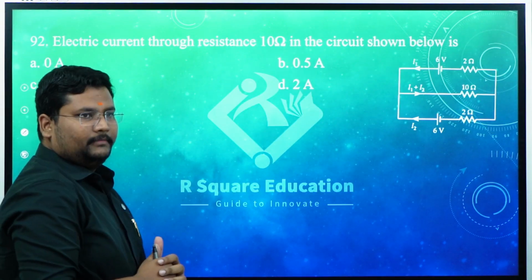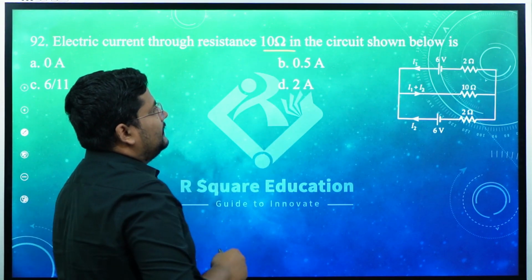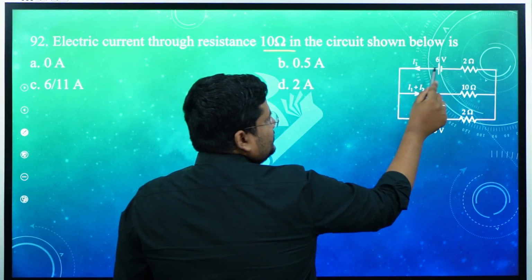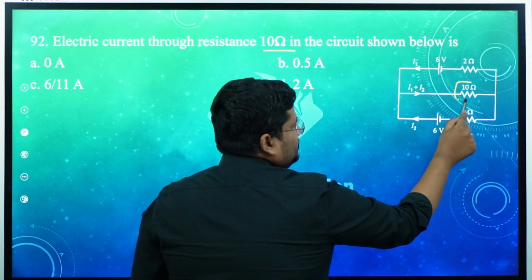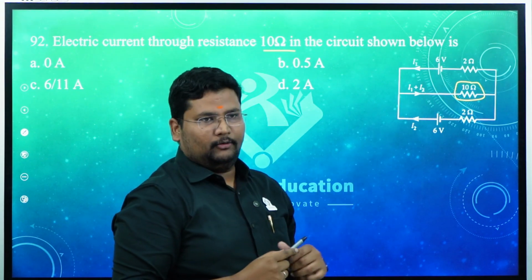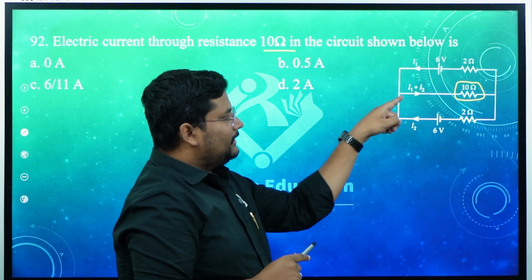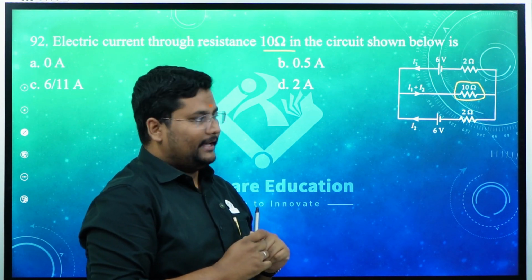See this question. In this question, the electric current through resistance 10 ohms in the circuit shown below is. So this is going to be the circuit, and you can very well see this is going to be 10 ohms, correct? So they're asking us to find what is going to be the current through 10 ohms. So for that we require I1 and I2. Okay, before that, just look into the circuit carefully.